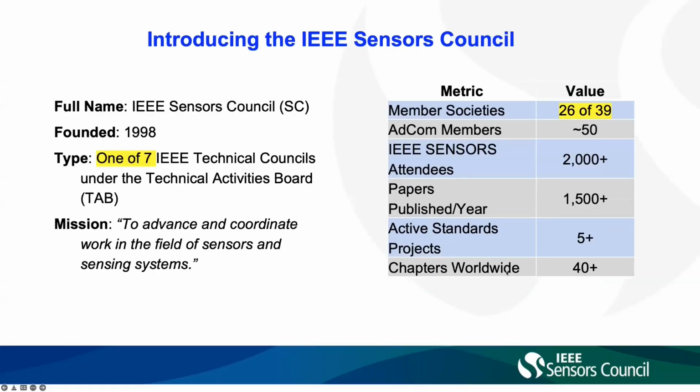Now, what about the IEEE Sensors Council? The IEEE's technical bodies, there are 39 technical societies: Computer Society, Power Society, Industrial Electronics Society, and 26 of those 39 belong to the Sensors Council. So the councils, there are 7 councils that are collections of subsets of the 39 technical societies. And the Sensors Council is one of those 7 technical councils, and it's the largest one. The mission is to advance and coordinate the work of the field of sensors and sensing systems, to work across all of these 26 societies promoting sensor technology.